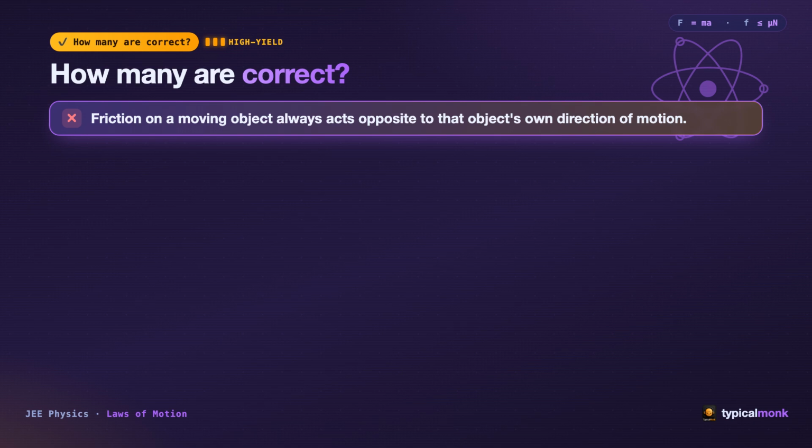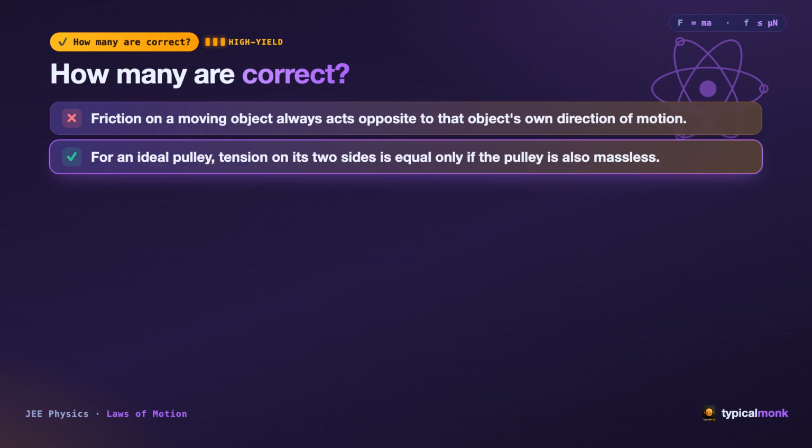Statement 1. Friction on a moving object always acts opposite to that object's own direction of motion. Hold your verdict. Statement 2. For an ideal pulley, the tensions on its two sides are equal, only if the pulley is also massless. Think about what ideal really requires.